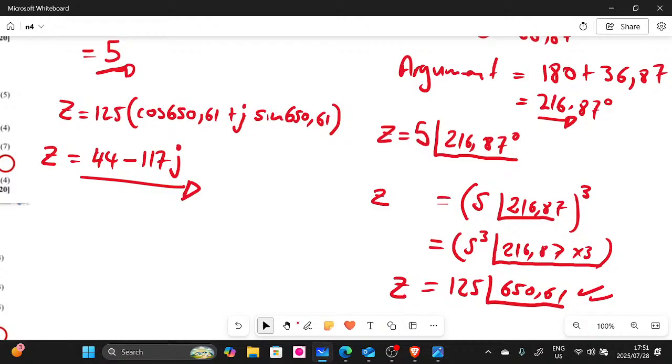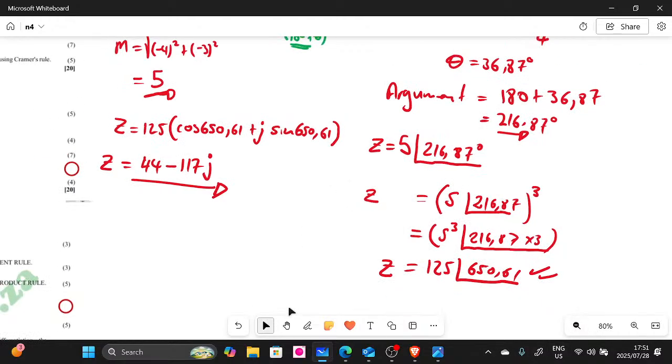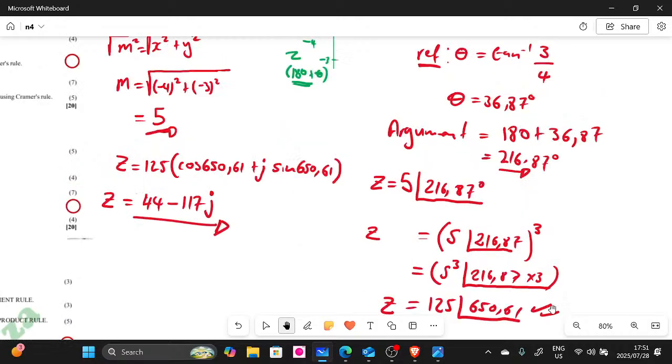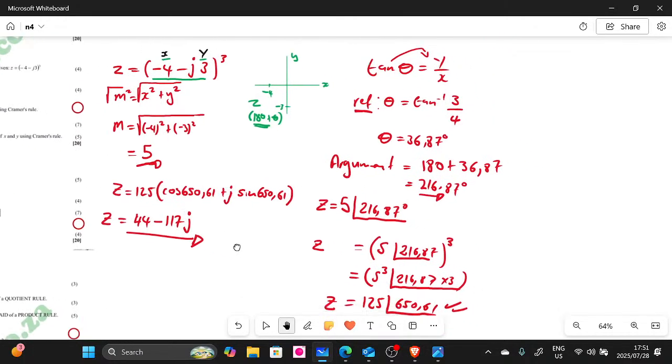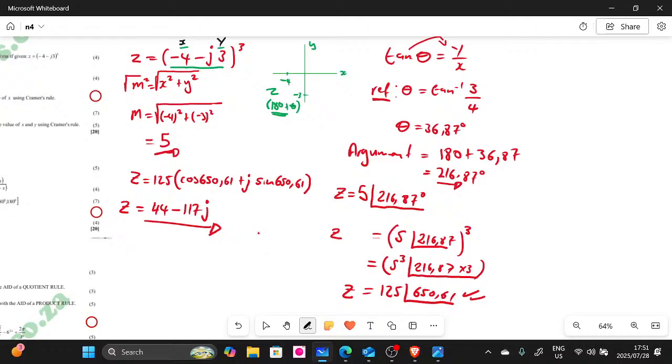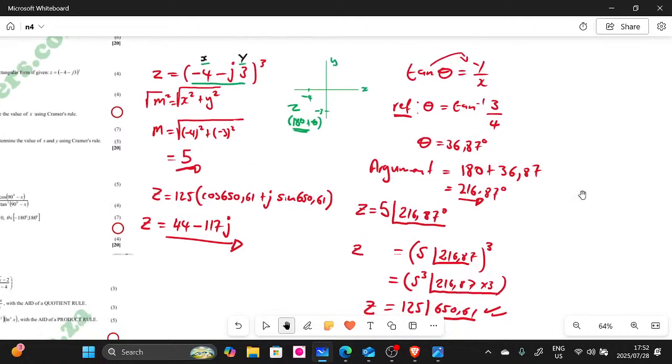I hope everyone managed to get this, guys. Before I continue, I'd like to know, did you understand? Did you manage to get this? It was out of 4 marks, so I assume you're gonna do it very, very quickly. Did you manage to get this final answer: 44 minus 117j, or 44 minus j117? Before we go to 2.2, any questions? Are we all together?